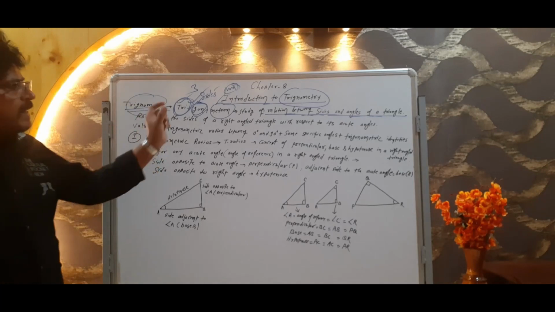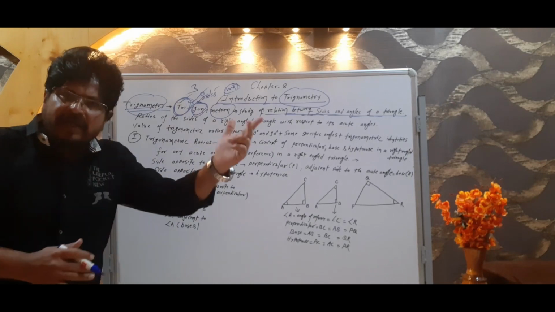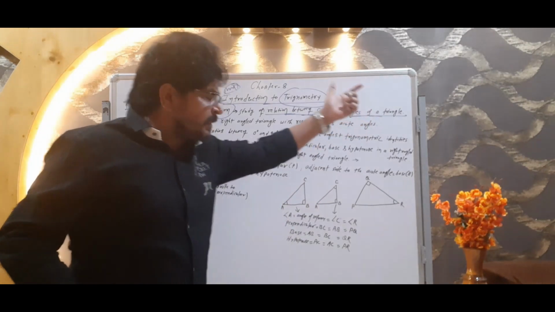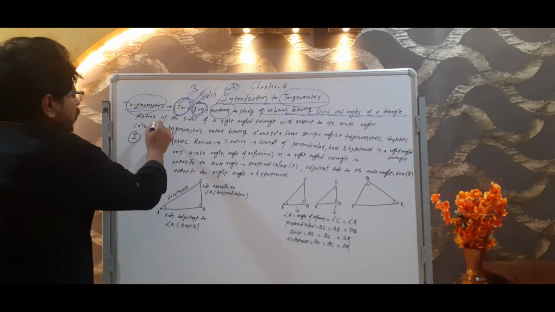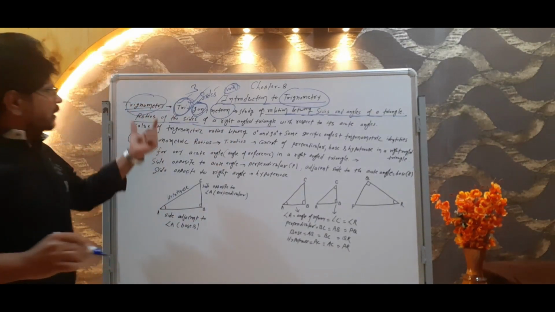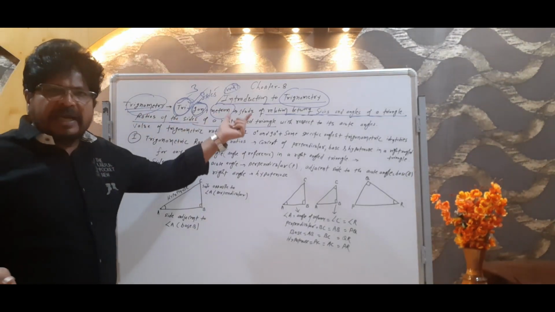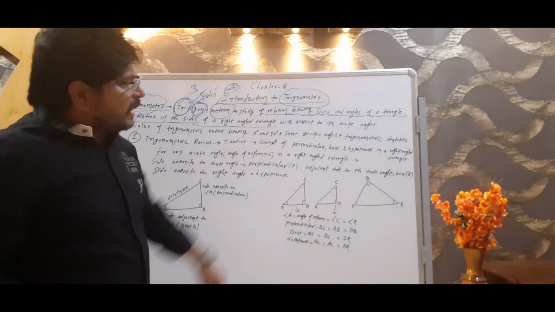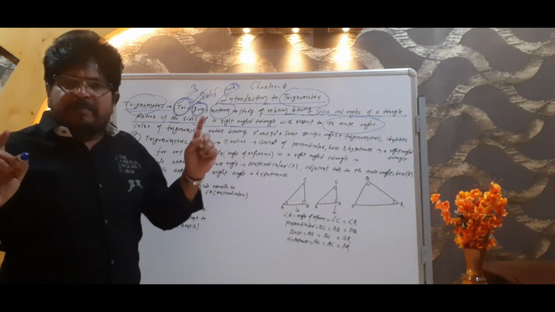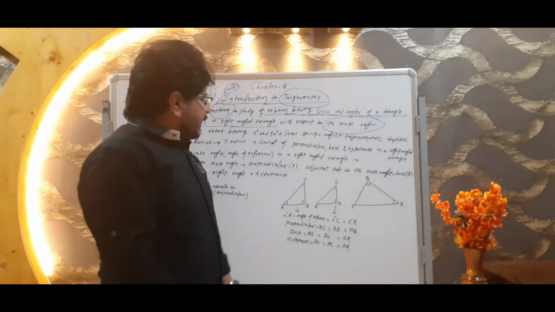Ratio of the sides of a right angle triangle with respect to its acute angles. What would be our way to study the relation between sides and angles of a triangle? Our way would be the ratio of the sides of a right angle triangle with respect to its acute angle. It means here we will discuss the right angle triangle.